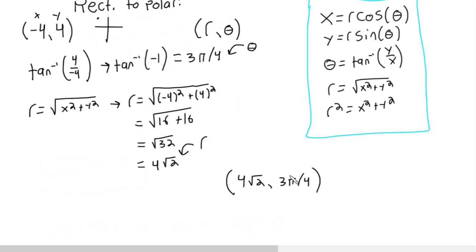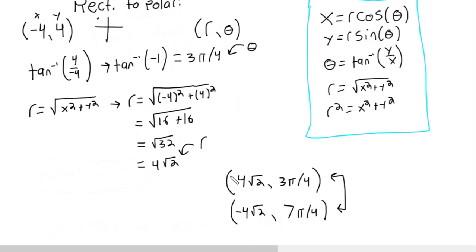Let's say though that I was not only asked to convert, but I was also asked to find another point that means the same thing. Well, I can do exactly that. Remember what I said earlier. If you want another way of representing the same point, you could always just flip the signs on your r, and then you add pi to whatever your theta is. So 3 pi over 4 plus pi, that's going to give me 7 pi over 4. So these are two different ways of writing the same point.